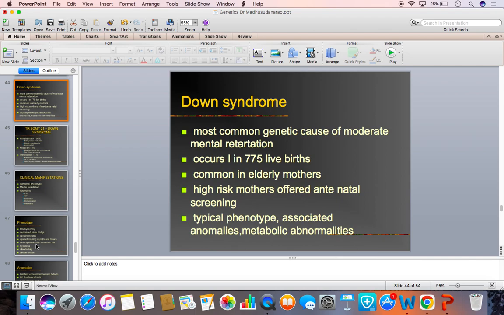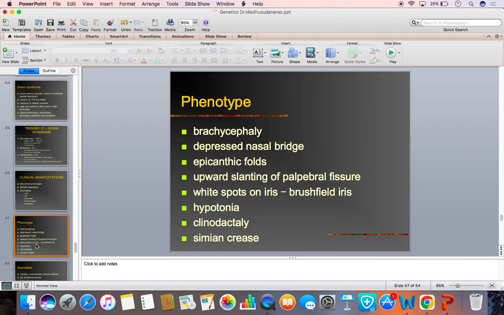An example of chromosomal anomalies is Down syndrome. Most common genetic cause of mild to moderate mental retardation. Occurs in 1 in 775 live births. Very common. Common in elderly mothers. Okay. High risk mothers should be offered antenatal checkup.